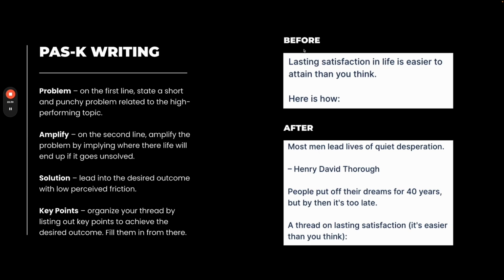So an example of someone who asked me for feedback on one of their threads is this is what they wrote as the hook. Said lasting satisfaction in life is easier to attain than you think. Here's how. I personally didn't think it was very complete and it could be a lot more impactful. So an after is I use one authority of Henry David Thoreau and I start with a short problem. Most men lead lives of quiet desperation. Give credit to him. Then I amplify it with people put off their dreams for 40 years, but by then it's too late. And then the solution or hinting at it is a thread on lasting satisfaction. It's easier than you think. Boom. And then listing out the key points, I could talk about just how to, like the general problem, like how most people put off their dreams, how to achieve satisfaction, etc., etc.